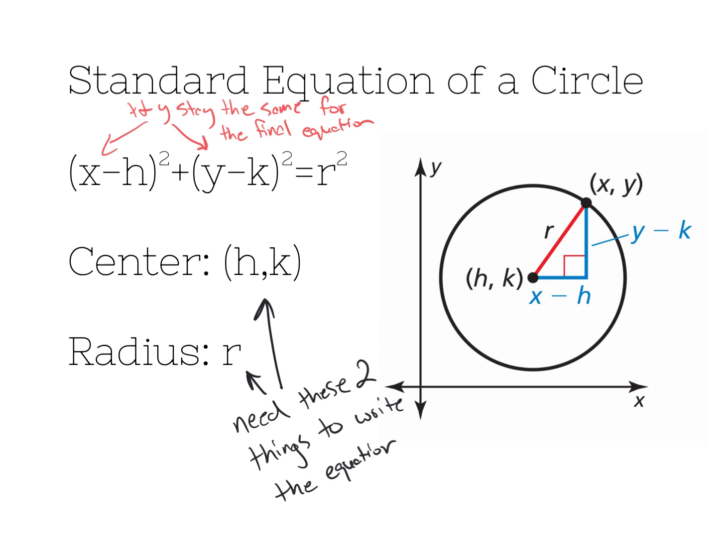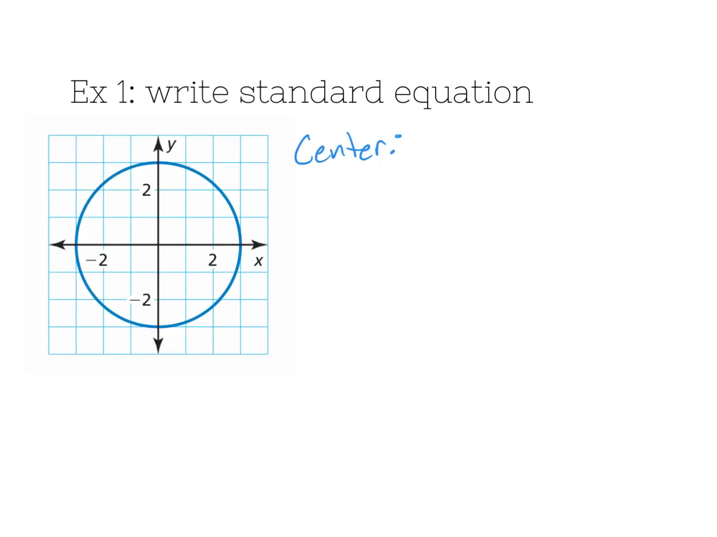Now, if you ever wondered what's represented by x and y in the equation, it would be the edge of the circle. So any point on the edge of the circle is my x and y, if you ever needed to use that. So I need the center and the radius. Two things I need to be able to write the equation of a circle.